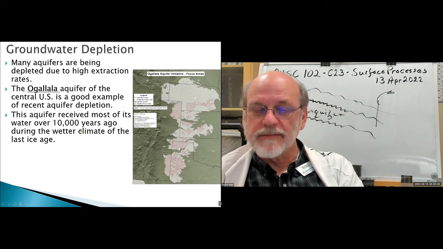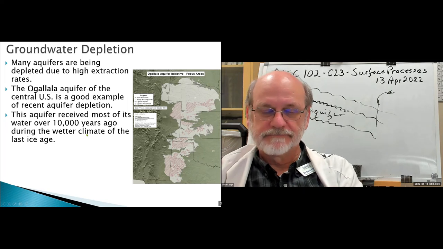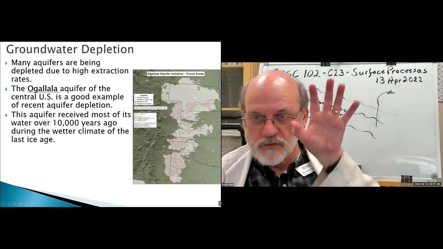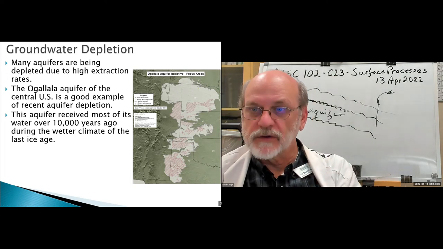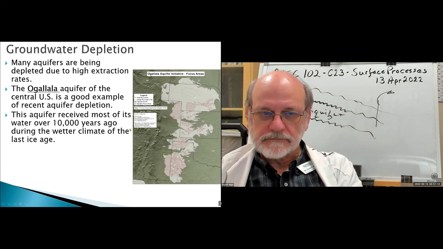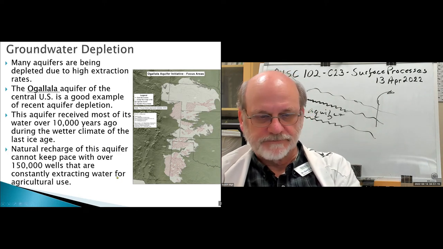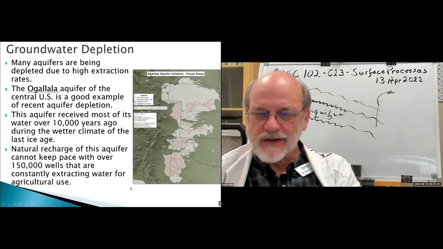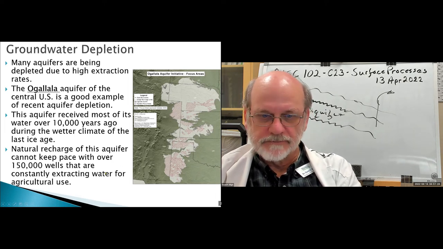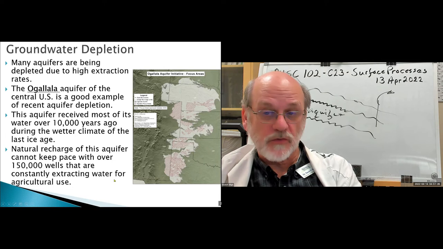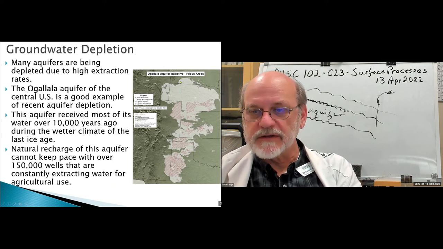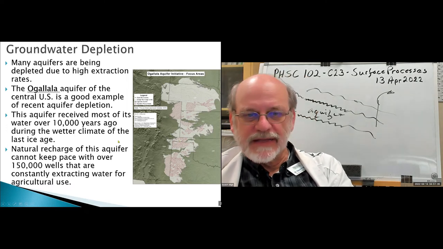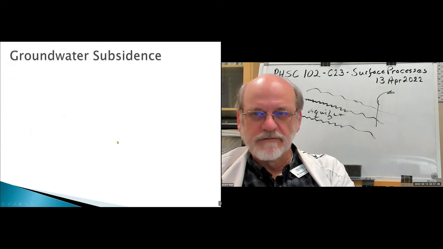Most of the water in the aquifer came from the melting glaciers. Right? They sent their water as the glaciers melted, went through into this structure and filled the aquifer up. There are over 150,000 wells at last count in this aquifer alone, extracting water primarily for agricultural use. This is basically the breadbasket of the United States, this region, the high plains, very productive soils.